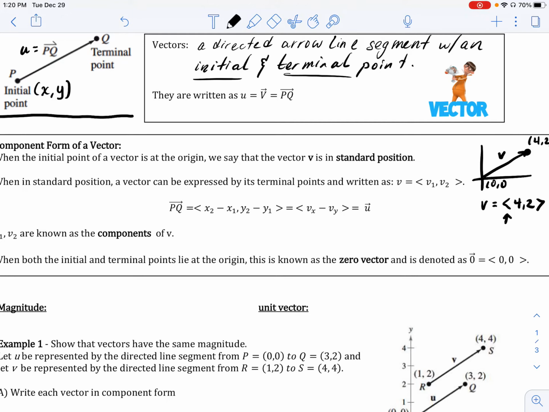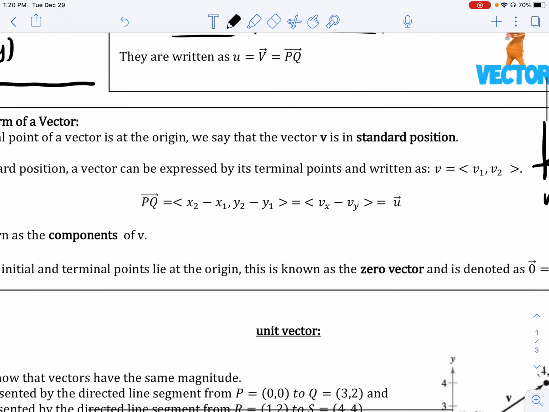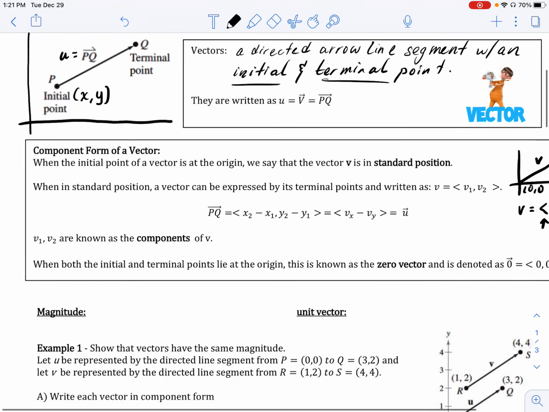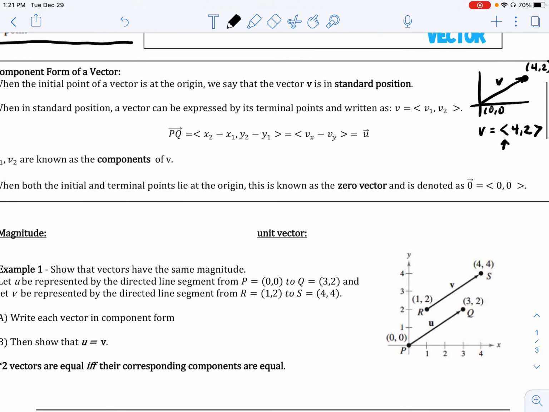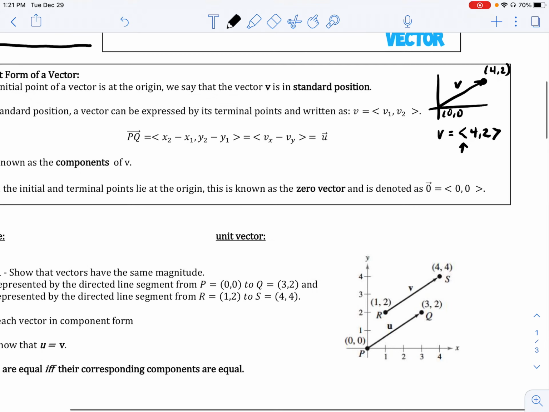Now, any vector that is not in component form, we can write it in component form by rewriting it as if it were in standard position. All that is simply finding the difference of your x components and your y components. We'll do an example of this below. But just making sure that we understand what we're describing here, these are the components of our vector.